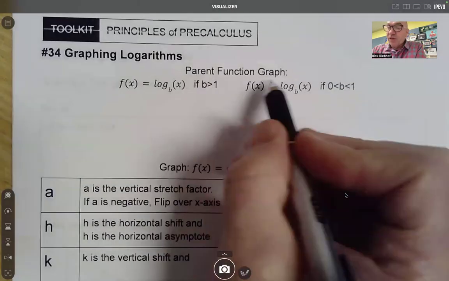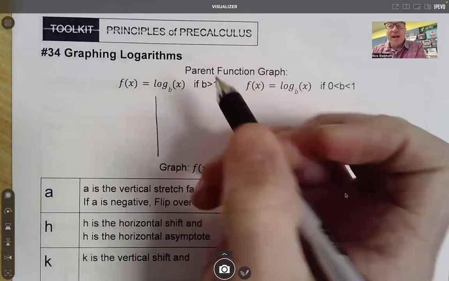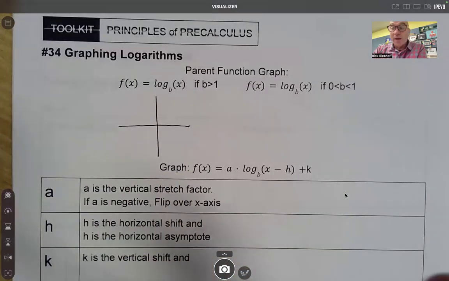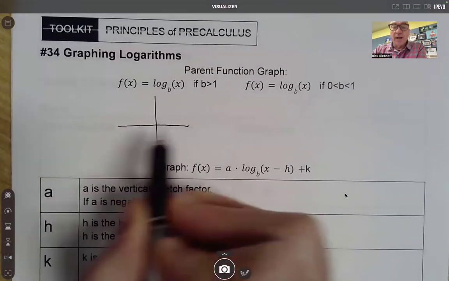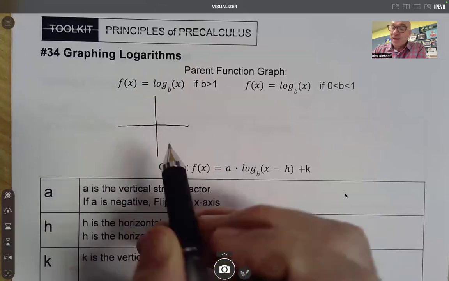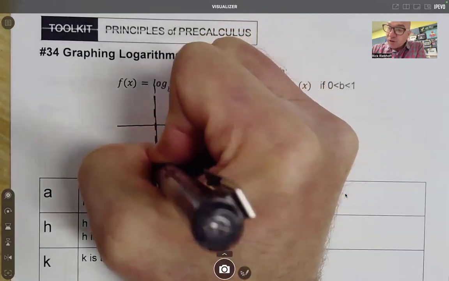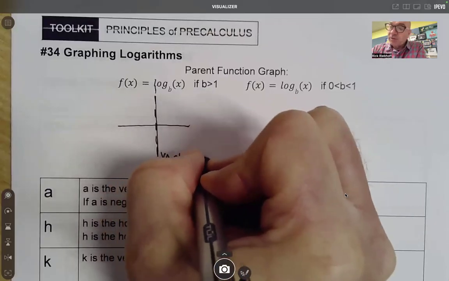Okay, here we go. So, parent function graphs, I'm just going to show you them. Logarithms and exponentials are inverses of each other. So, the x becomes the y becomes the x. So, in exponentials, we had a horizontal asymptote at y equals 0. Take a wild guess. Yeah, logarithms, they're going to have a vertical asymptote. I'll draw it in. A vertical asymptote at x equals 0.